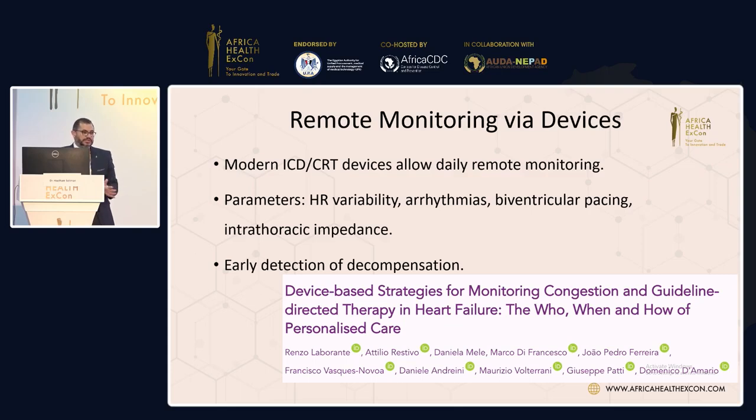And we can use the already existing CRT and ICD to remotely monitor the patients. How can we do that? By detecting the heart rate variability, the arrhythmia, the biventricular pacing optimization, and intrathoracic impedance. These parameters could be shown by the CRT device when interrogating the device, and it will help us modify and improve the condition of the patient according to the needs.